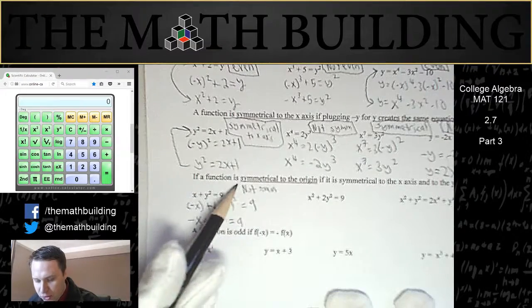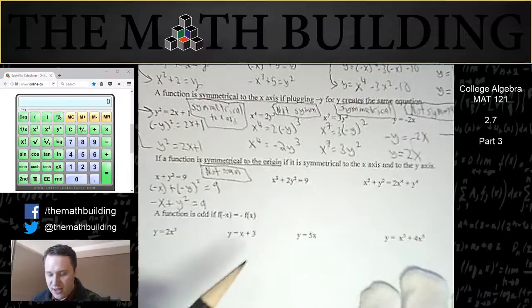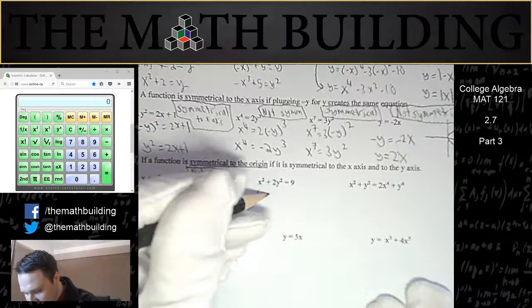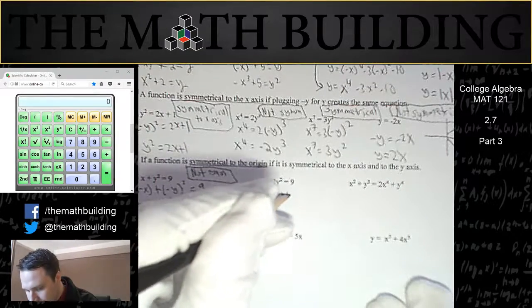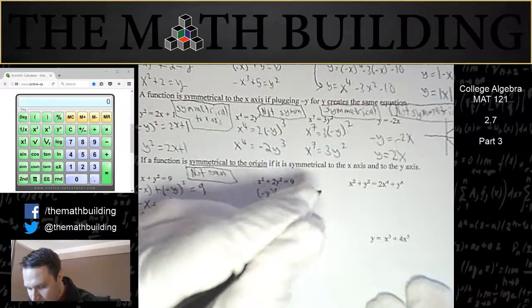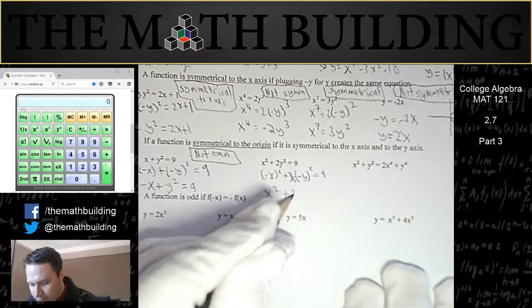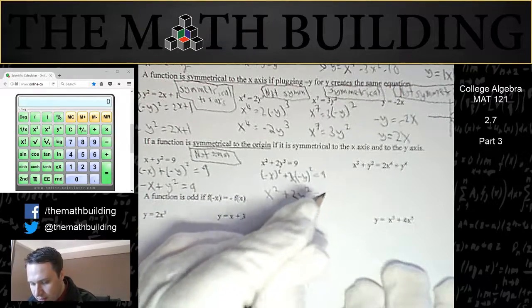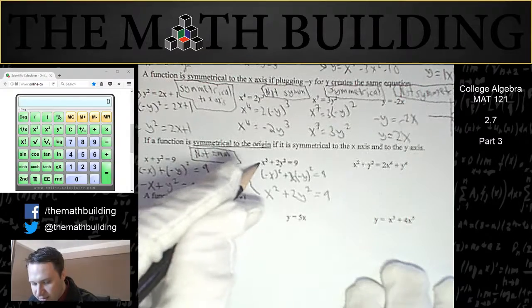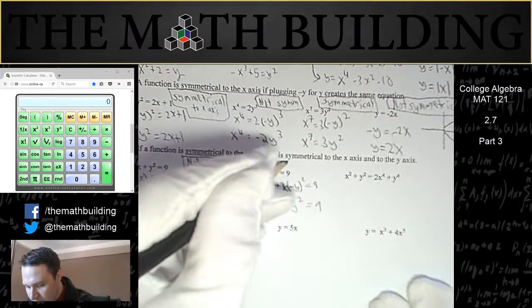So that's not symmetrical. What about this one, though? x squared plus 2y squared is 9. If we plug in a negative for both of them, 2 times negative y squared, you can see that on this one, both the x and the y are going to cancel and become positive. And so this matches this. So we plugged in both of them, so that's going to be symmetrical to the origin.